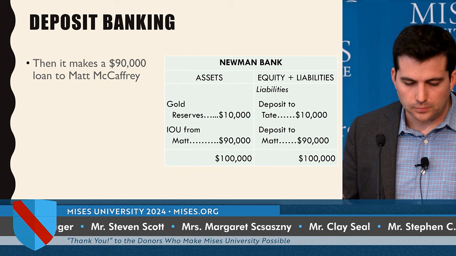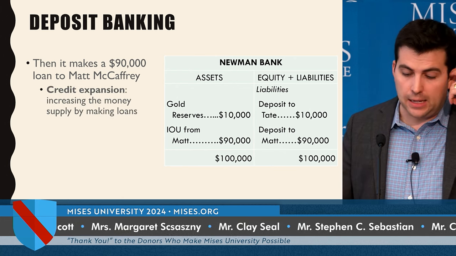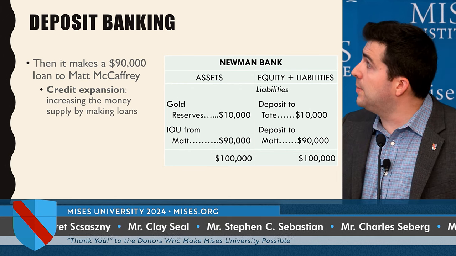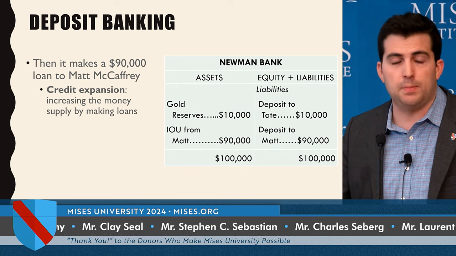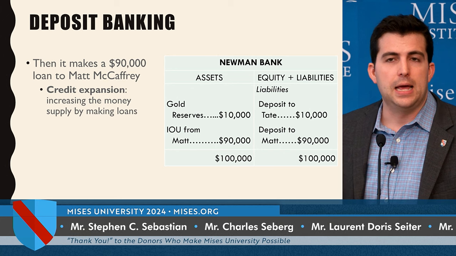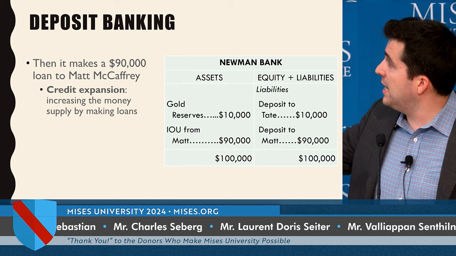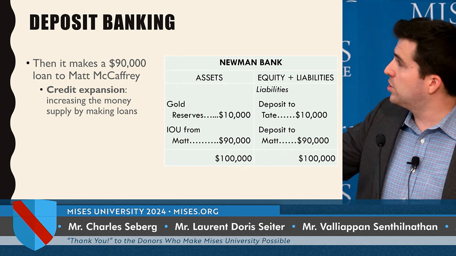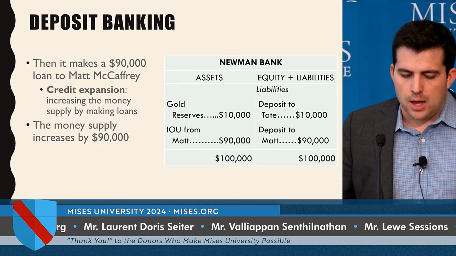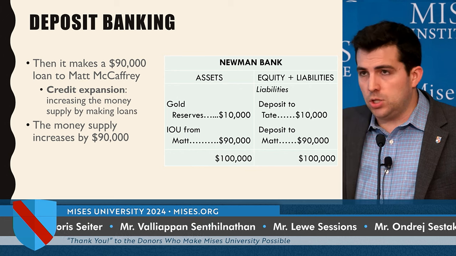So the process of fractional reserve banking leads to credit expansion. This is increasing the money supply by making loans. This is what the Newman Bank has done. I've increased the money supply by making loans. I've made a loan to Matt, and I've literally just opened up another deposit account for him. Or if he was banking at the bank, I would just add more money into his already existing account. The money supply has increased by $90,000. And just in total, what do we have here?